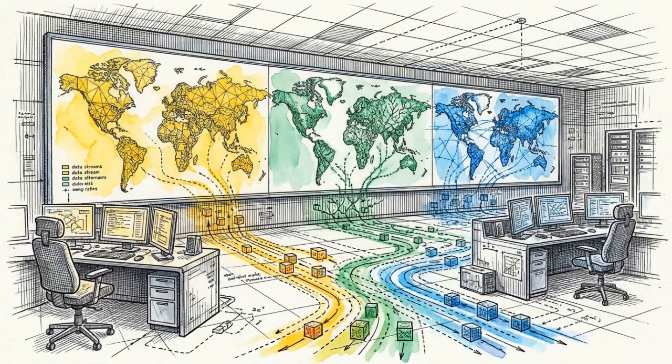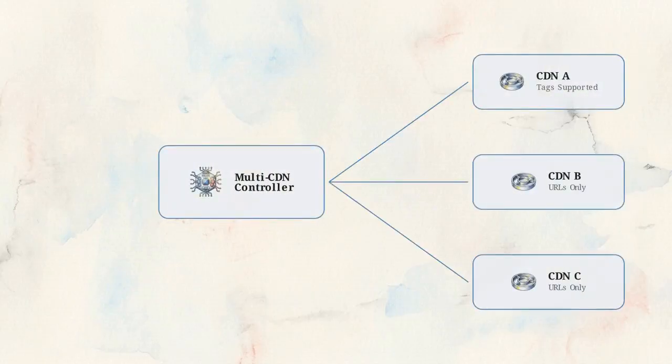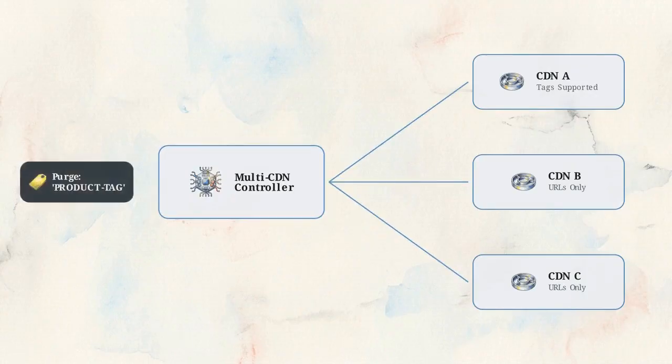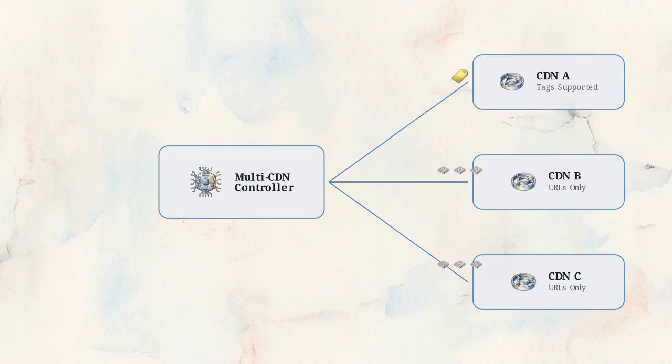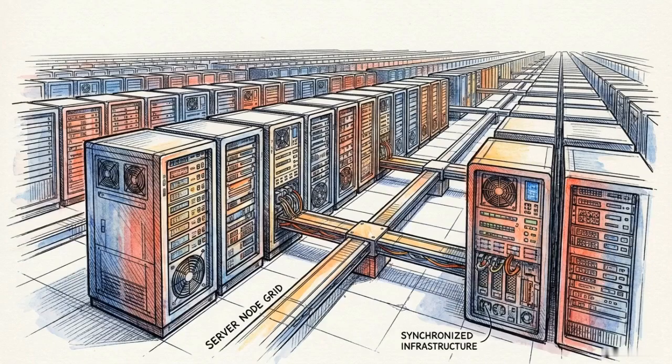Large-scale enterprise architectures often use multiple CDNs to ensure high availability and route traffic based on regional performance. A centralized multi-CDN controller keeps these networks synchronized. It translates invalidation intent across providers, mapping tags to URL lists for platforms that lack native surrogate key support. Reliable content delivery at a global scale is built on the rigorous application of stateless topology, natural network routing, and sub-second global state synchronization.